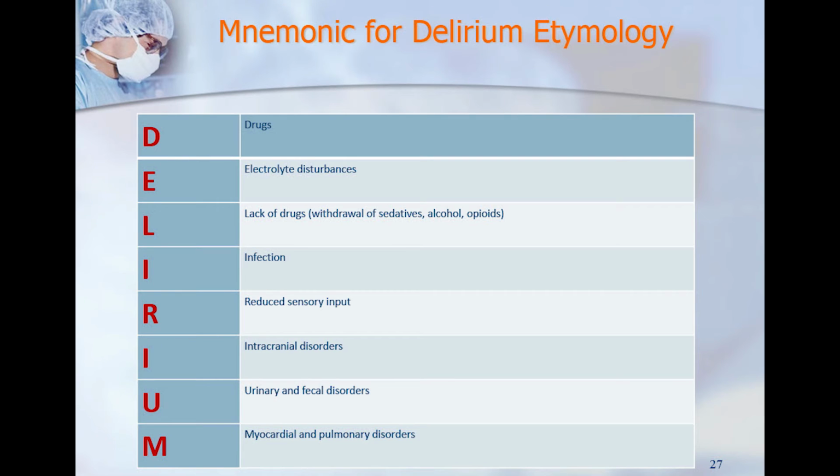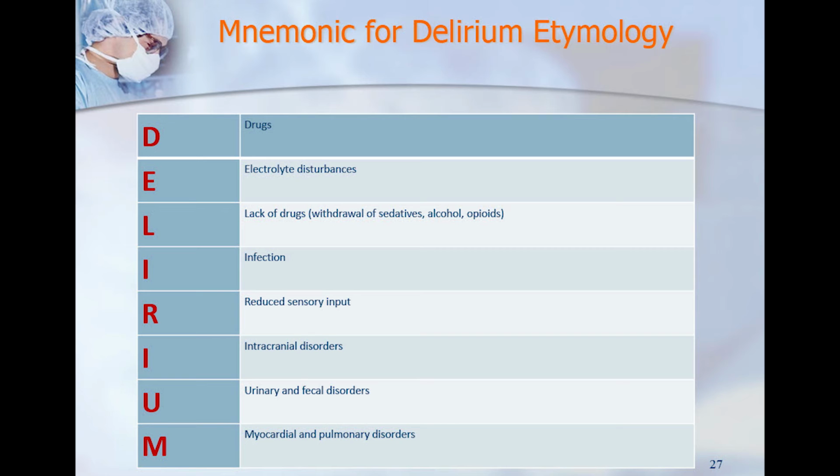So thanks to Dr. Mamonte, who shared a mnemonic for delirium. D for drug, E for electrolyte imbalance, lack of drug, withdrawal, infection, reduced sensory input, intracranial disorders, U for urinary and fecal disorder like constipation and urinary retention, and myocardial and pulmonary disorder. So the mnemonic covers predisposing and precipitating factors, the common ones, not all of them. If you want to screen a patient for the common ones, you can use the delirium mnemonic.